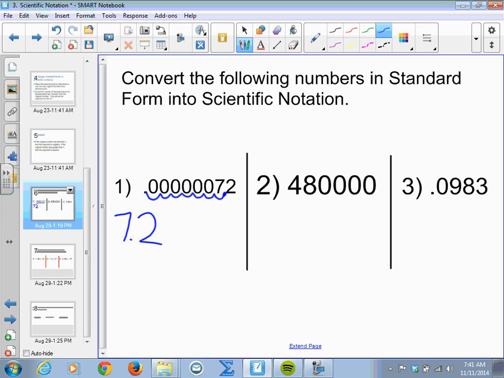And we know it's going to be times some power of 10. And as we said, the number of places the point moved becomes our exponent. 1, 2, 3, 4, 5, 6, 7. And since the starting number was less than 1, the exponent is negative. So this is our final answer.